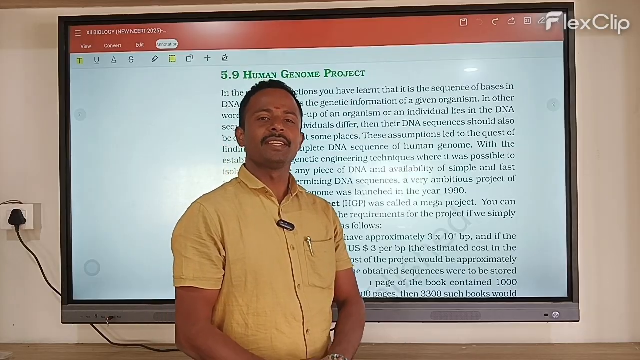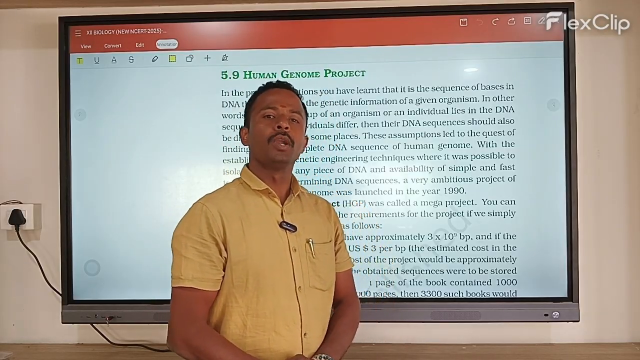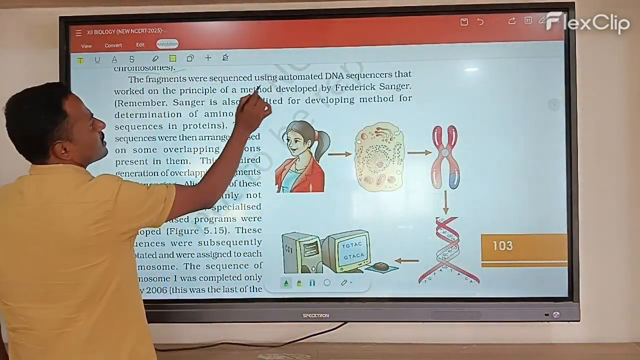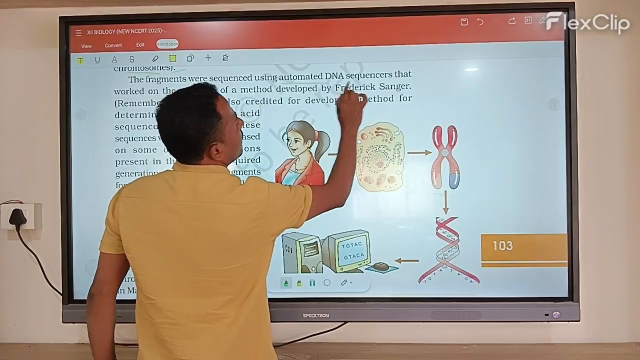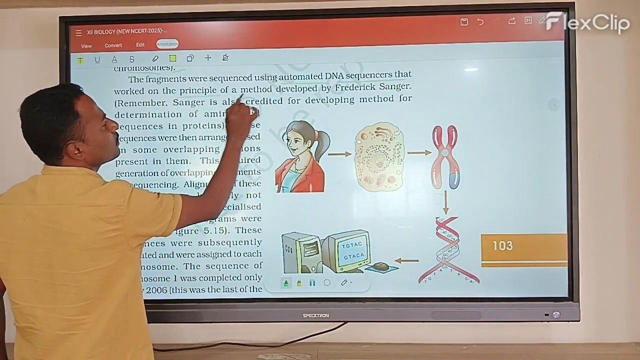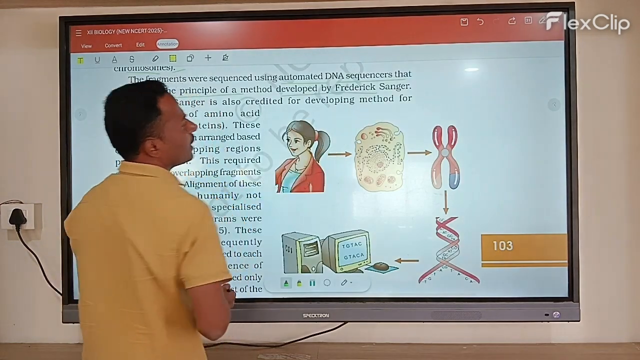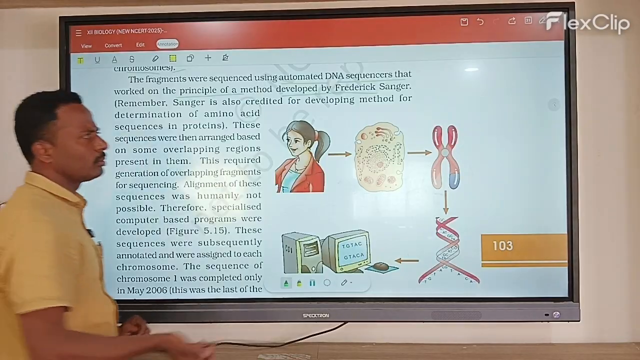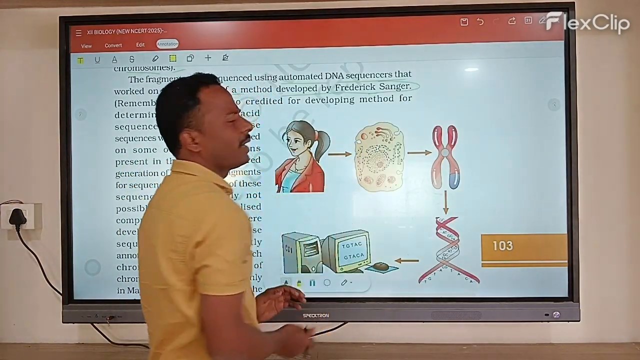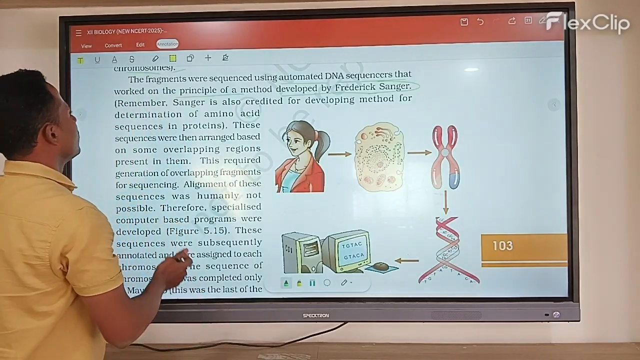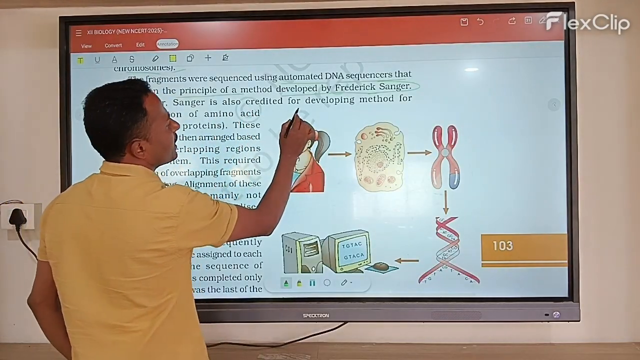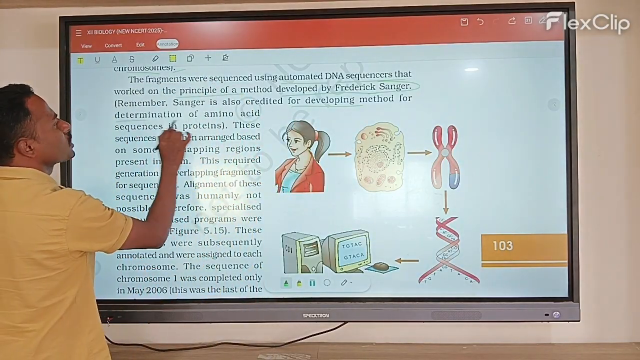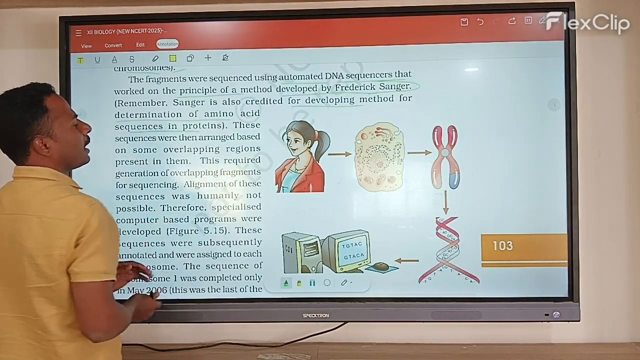For this session, we discuss NCERT Class 12, the chapter Molecular Basis of Inheritance, Part 15. The fragments were sequenced using the automated DNA sequencer that works on the principles of the method developed by Frederick Sanger. So, this method was developed by which scientist? Frederick Sanger. Remember, Sanger is also credited for developing methods for determining the amino acid sequence of proteins.